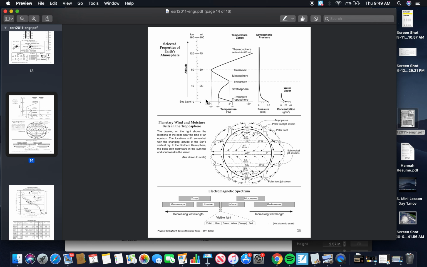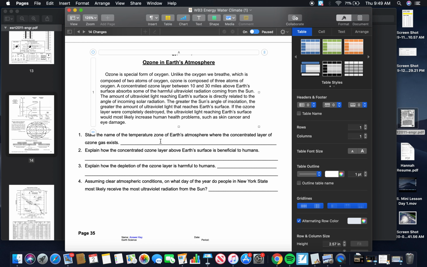So if it's between 10 and 30, what layer of the Earth's atmosphere is it? We have troposphere, stratosphere, mesosphere, thermosphere. Since we're right here in this area between 10 and 30, that's the stratosphere, okay? So let's go back to here.